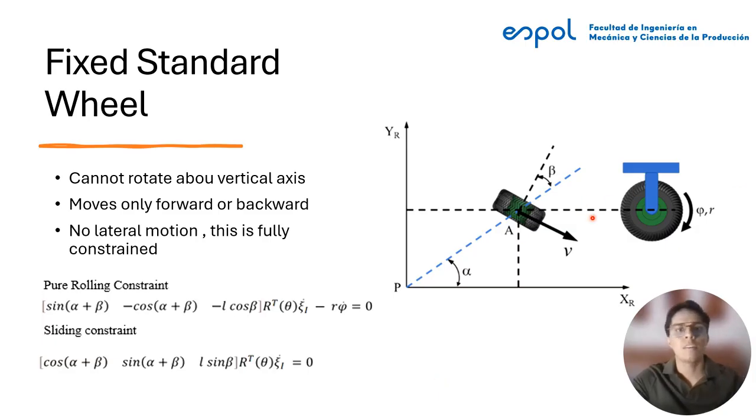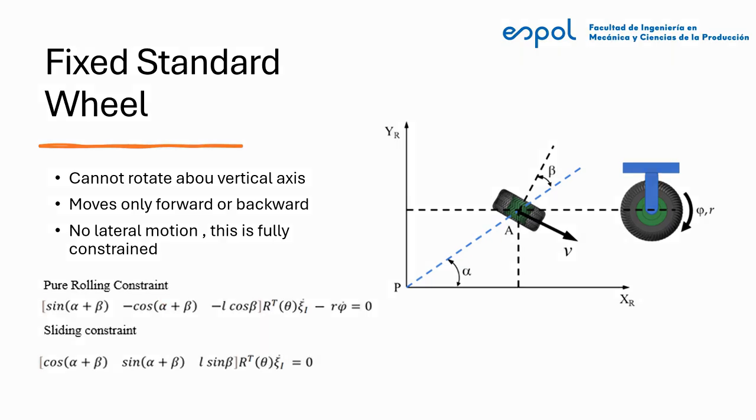In this slide, we can see the standard wheel, which is one of the simple wheel types used in mobile robot applications, because it cannot slide sideways, so it's fully constrained in the lateral direction. These two equations describe the motion constraints. The first is the rolling constraint, which ensures that the wheel rolls without slipping along its direction of movement, and the second one is the sliding constraint, which prevents any sideways motion.